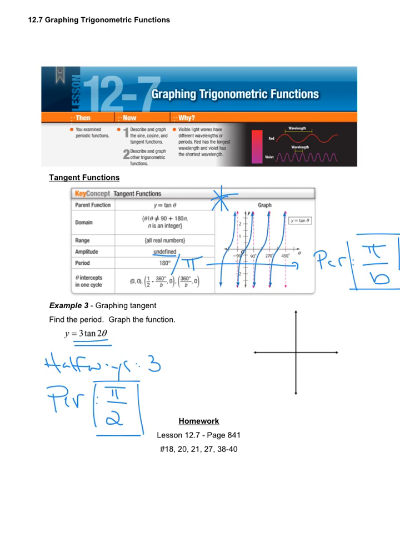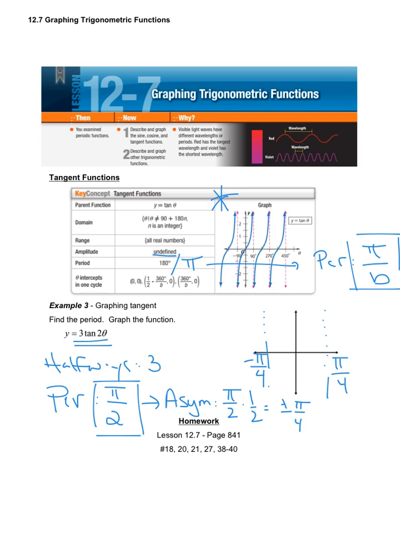With tangent graphs, you don't want to go out to pi halves. All right. What you actually want to do is you need to figure out where the asymptotes are going to occur on your graph. All right. And how you figure that out today is you take your period and you multiply it by a half, which is going to be plus or minus pi over 4. And that is going to be where your asymptotes are on your graph. Pi fourths and negative pi fourths.